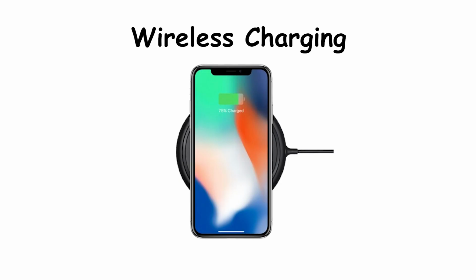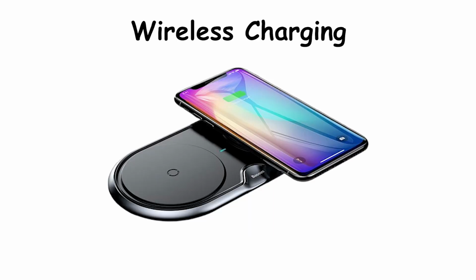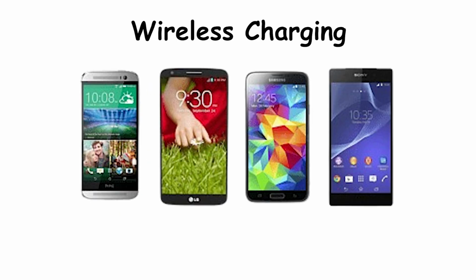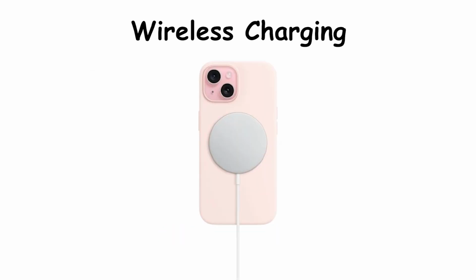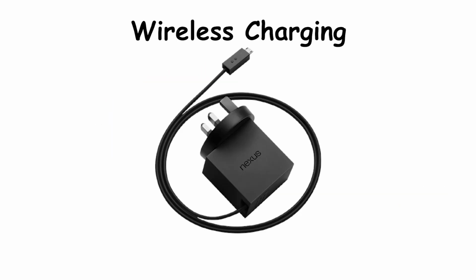Wireless charging. Wireless charging lets you charge your phone by just placing it on a charging pad without plugging in any cables. It uses Qi charging, which transfers power through electromagnetic induction. Most flagship phones support wireless charging at 15 watts or higher, while iPhones support MagSafe at 15 watts with magnetic alignment. But the thing is, wireless charging is slower and less efficient than wired charging.